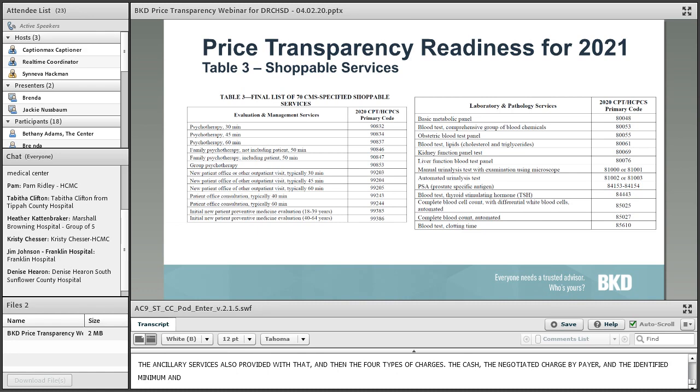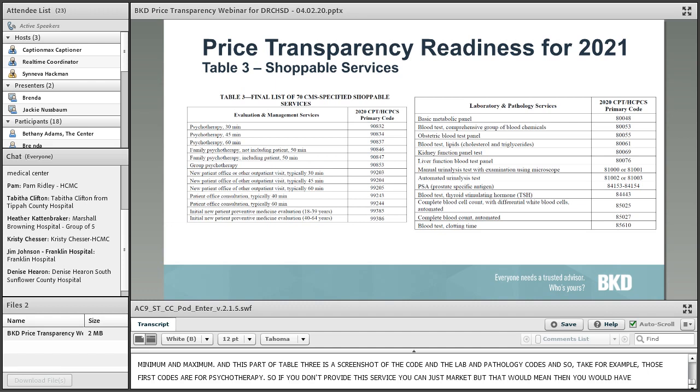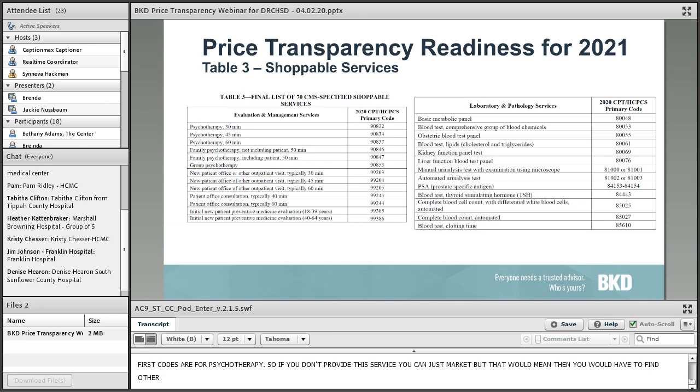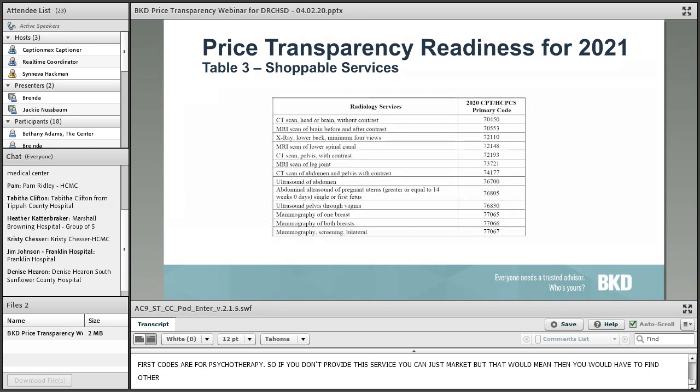Now these next 3 slides are just to show you what CMS has deemed to be the 70 shoppable services. Again, if you provide these, you are to prepare this information in a consumer-friendly file, including the primary service, the ancillary services also provided with that, and then the 4 types of charges: the cash, the negotiated charge by payer, and the de-identified minimum and maximum.